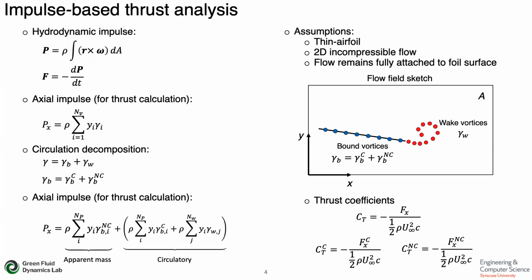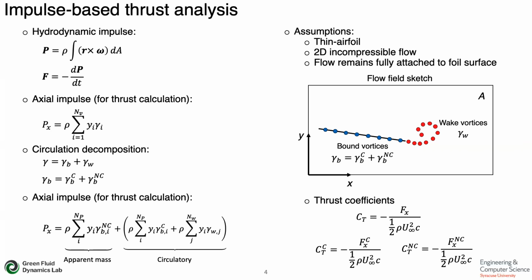So before presenting the results, I'd like to describe how I am obtaining my force calculations. Rather than using the conventional Bernoulli method, I'm using the hydrodynamic impulse theory, as it allows us to explicitly highlight the mechanisms that flapping or oscillating foils use to produce thrust. Assuming a thin airfoil, 2D incompressible, fully attached flow, the impulse P is defined as the area integral of the position vector r cross the vorticity vector omega. Then the force is defined as the rate of change of the impulse with respect to time.